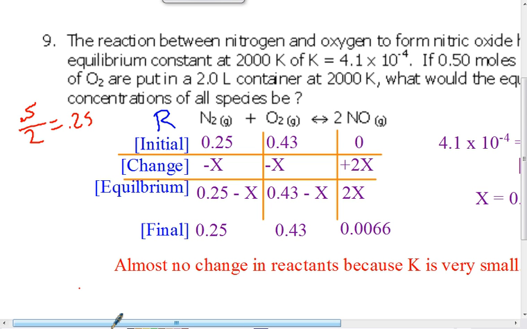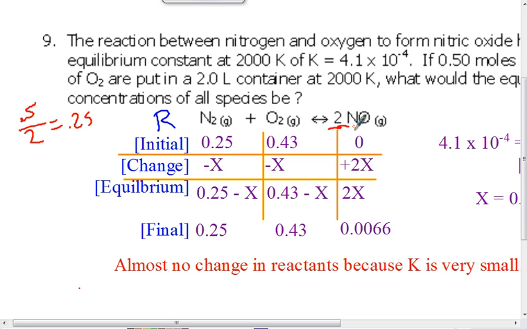Why is this value minus x? I have it, so I can take away from it. I have how much of the NO? So I can only add to the NO. There's going to be more NO when it's all done, so I'm going to add to this. So why is that 2x?